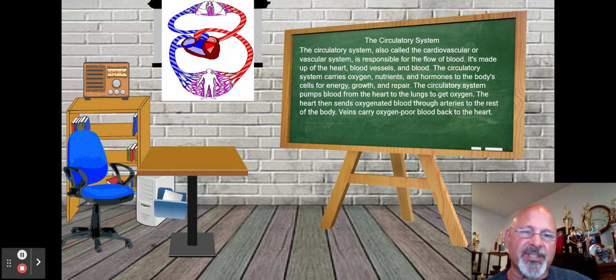The circulatory system, also called the cardiovascular or vascular system, is responsible for the flow of blood. It is made up of the heart, blood vessels, and blood. The circulatory system carries oxygen, nutrients, and hormones to the body cells for energy, growth, and repair. The circulatory system pumps blood from the heart to the lungs to get oxygen. The heart then sends the oxygen rich blood through the arteries to the rest of the body. Veins carry oxygen poor blood back to the heart.